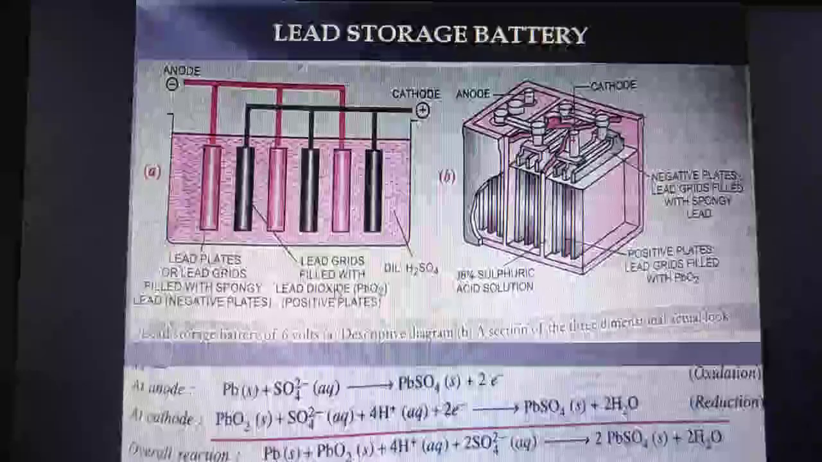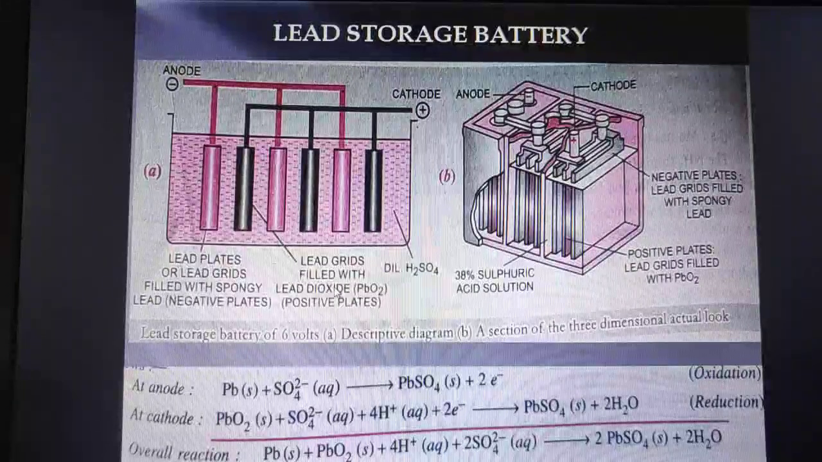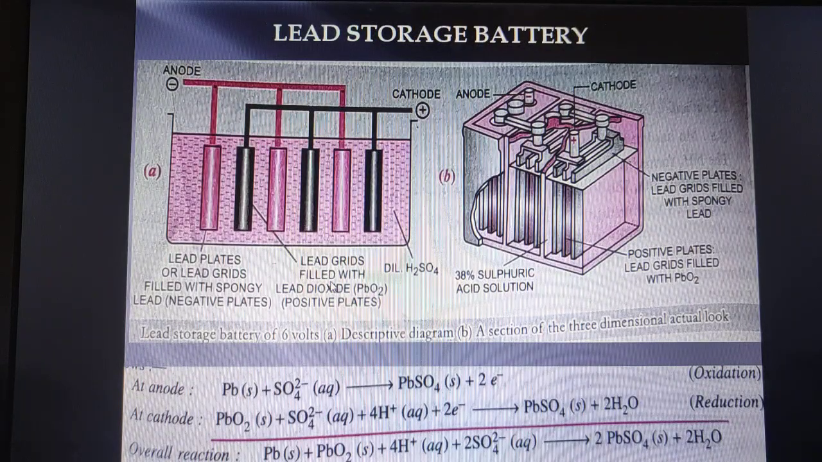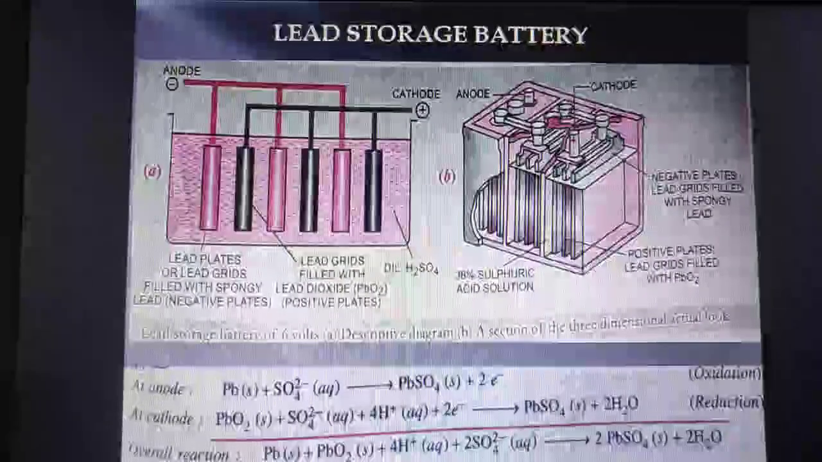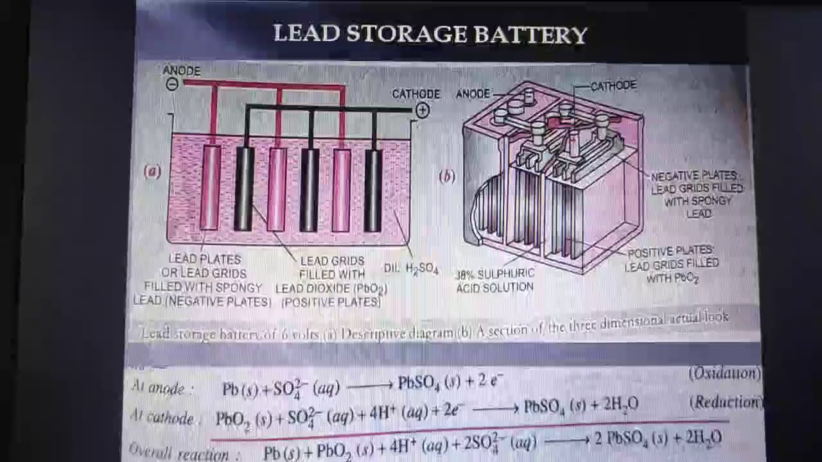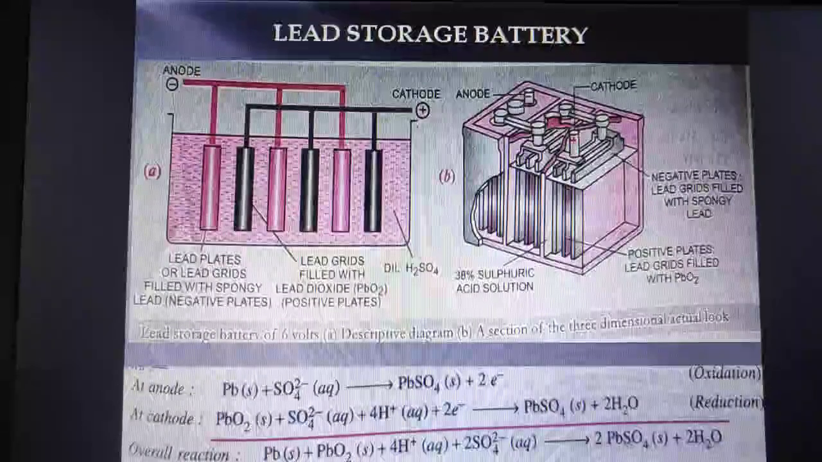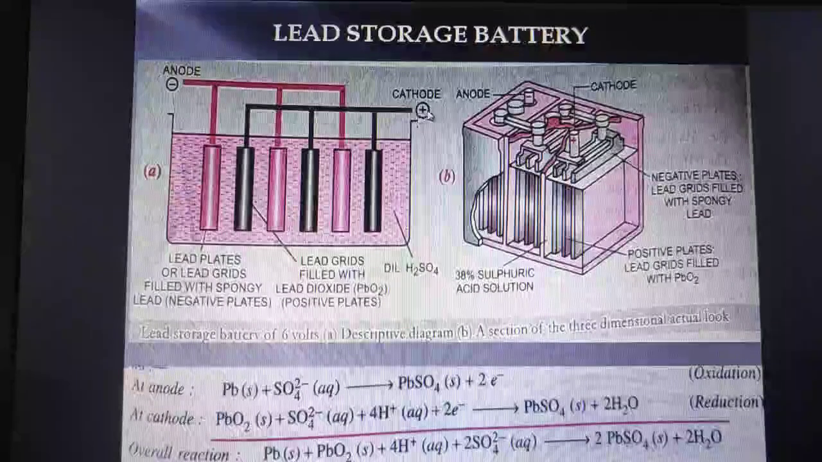To increase the current output of each cell, the cathode plates are joined together and the anode plates are also joined together. That is, the cells are connected in parallel, anode to anode and cathode to cathode.